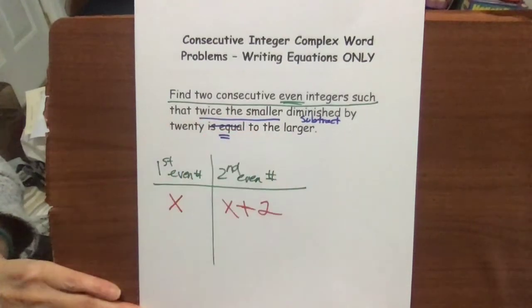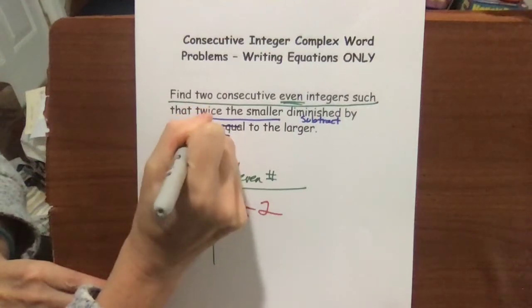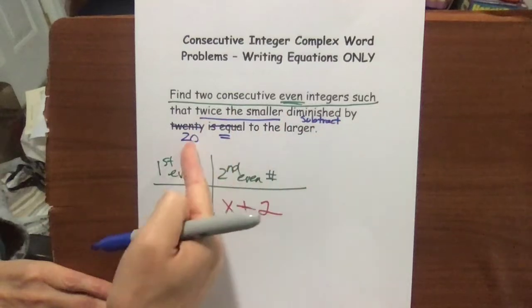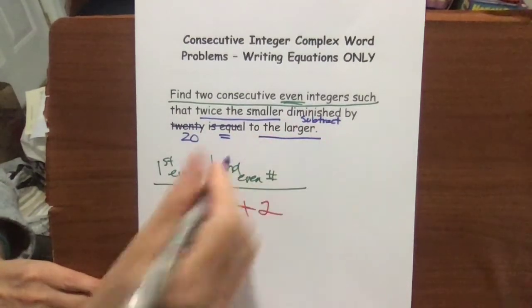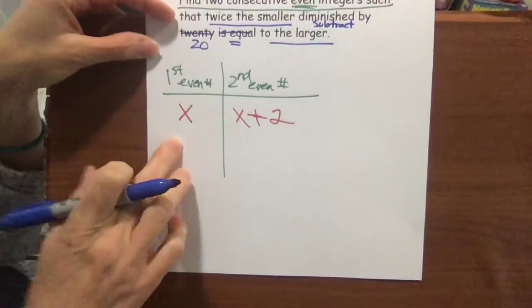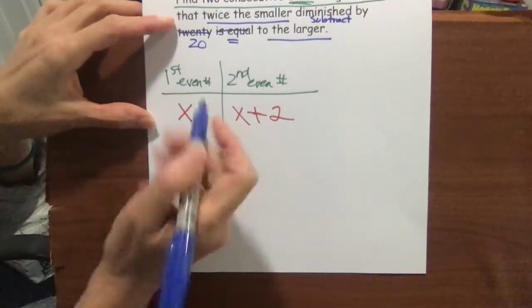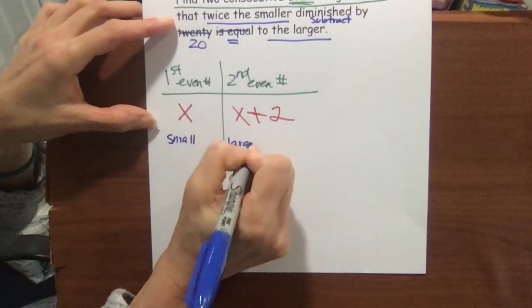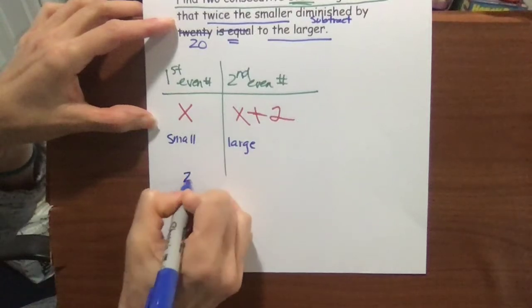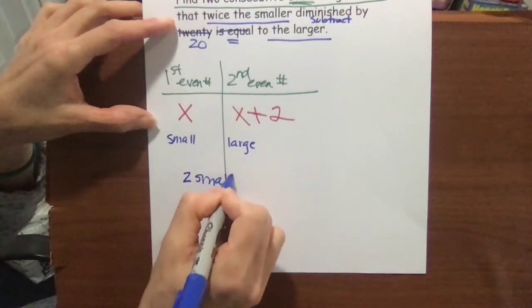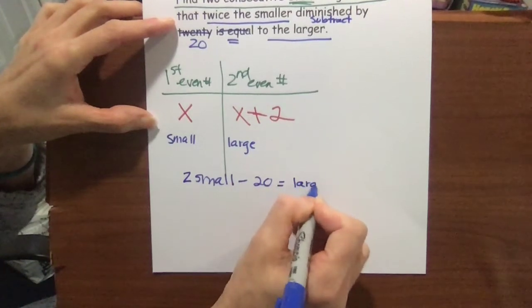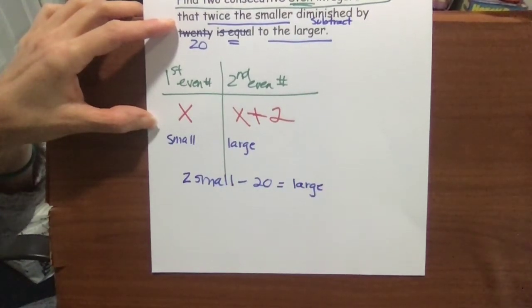So this is equals. We know 20 is just the number 20. So 2 times the smaller, then we're going to subtract 20 equals to the larger number. All right, well, when we look at this, the first even integer is smaller than the second even integer. So this is the small one, and this is the large one. So we said twice the small one minus 20 equals to the large number. That's what the words are saying.